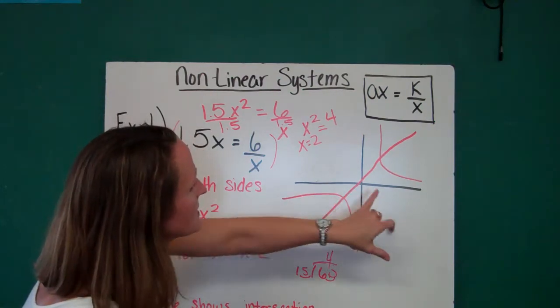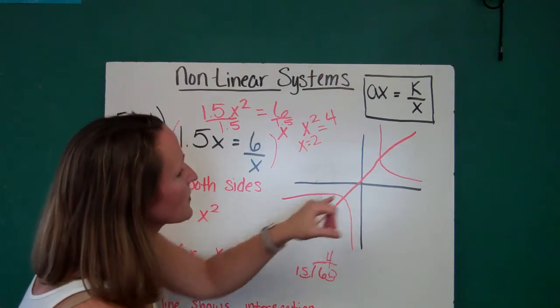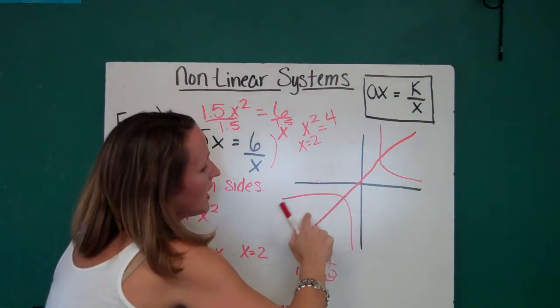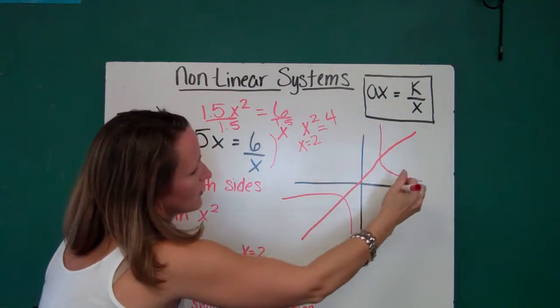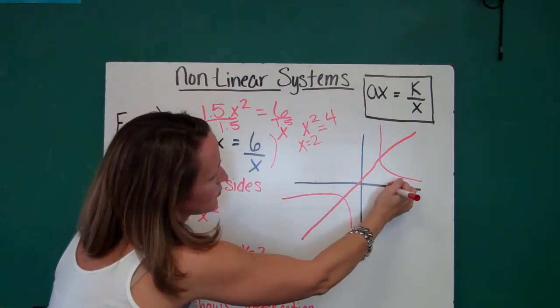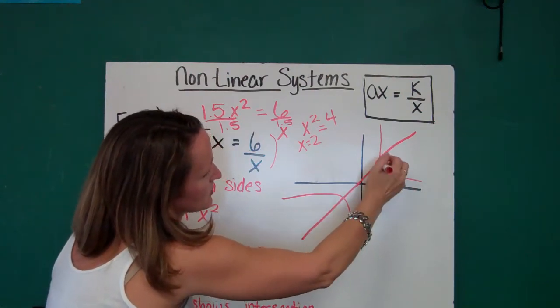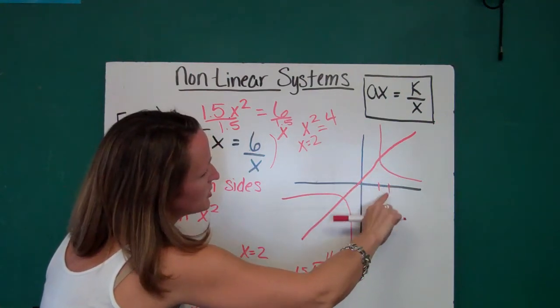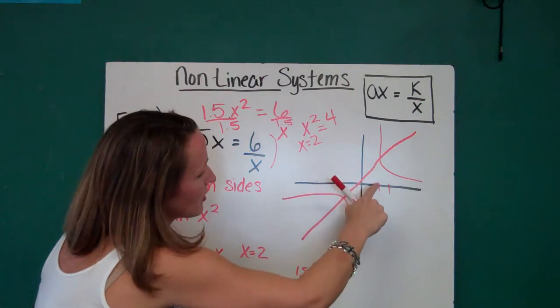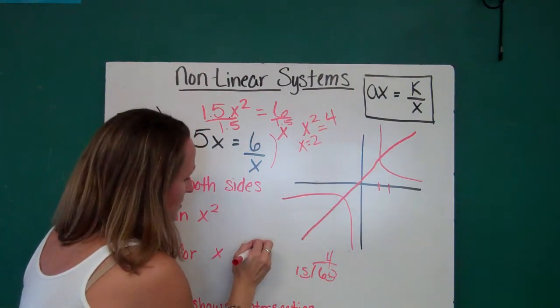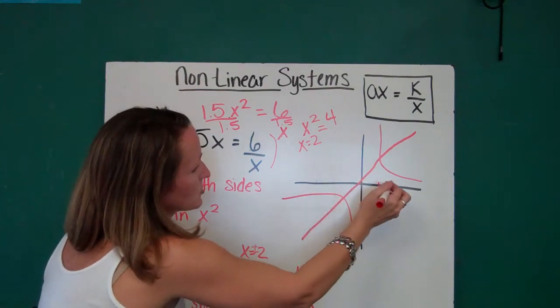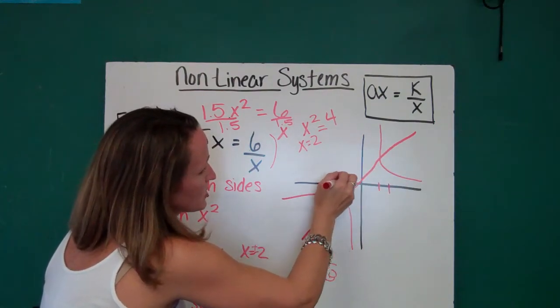What this means is that our line is crossing our curve at an x coordinate of 2. So this line should be crossing at 2. Now we want to find out where on this. And since this was x squared equals 4, this should actually be plus or minus 2. So here we should be over 2, here we should also be over 2.